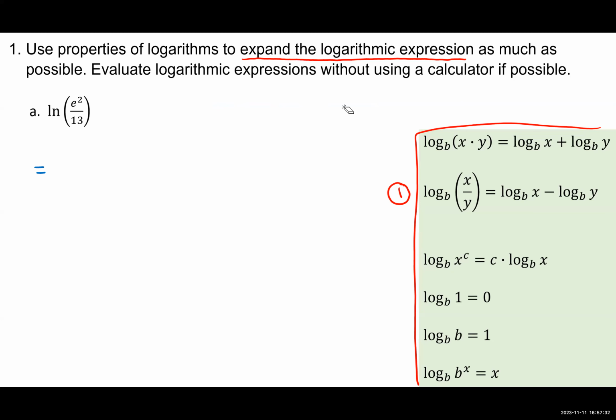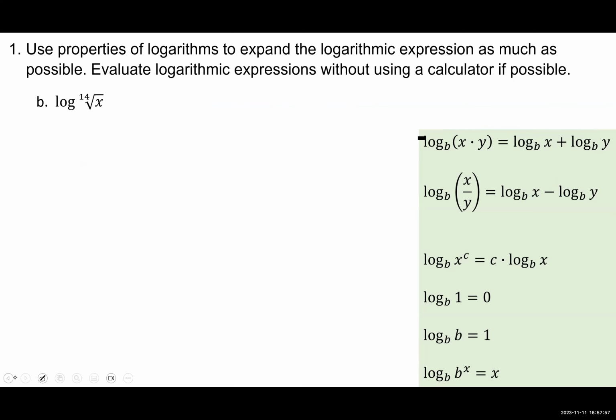Natural log of a fraction is equal to, nothing special about natural log in this case. It could be any log, log base 2, log base 10, log base 3. In this case, it's natural log. So natural log of the top minus the natural log of the bottom. Natural log of e to the x minus the natural log of 13.